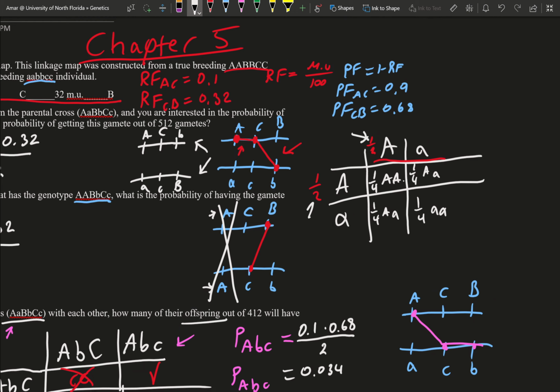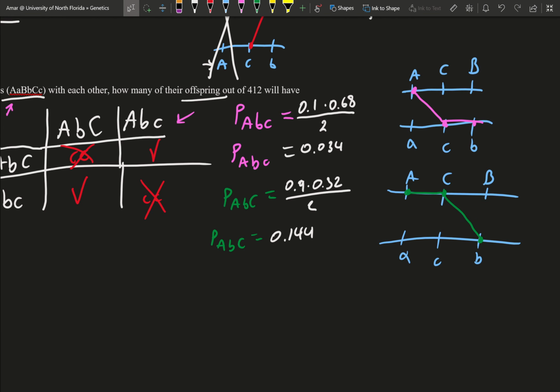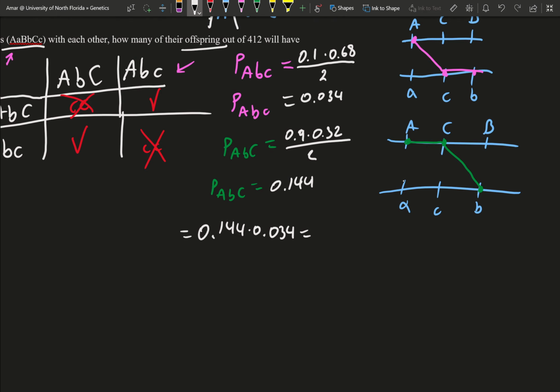Okay, so now what we need to do is, in this example, we have the gamete frequencies now. In order for us to figure out this 1/4 probability, you basically just multiply the 1/2 by the 1/2. And that's what we're going to do over here. So basically we're going to do 0.144 times 0.034. And this is the probability of you getting a big A, little b, big C gamete, or offspring.